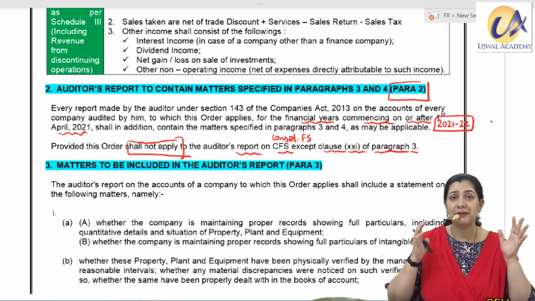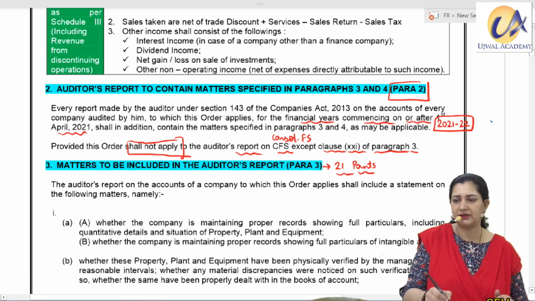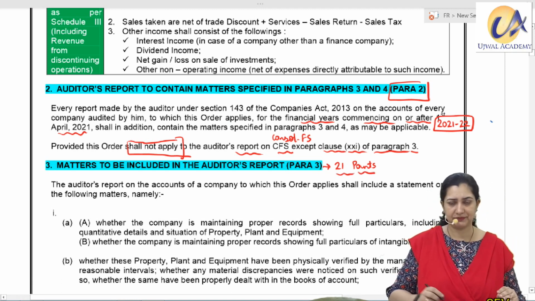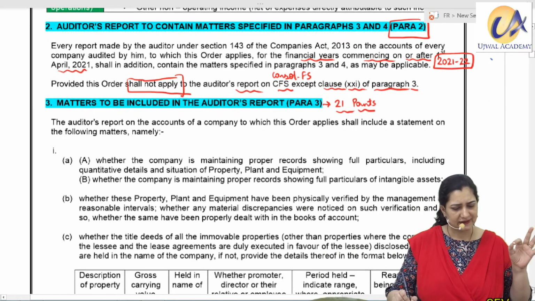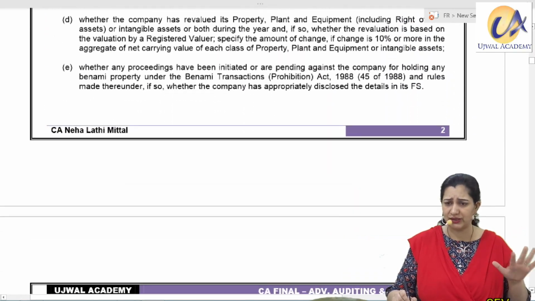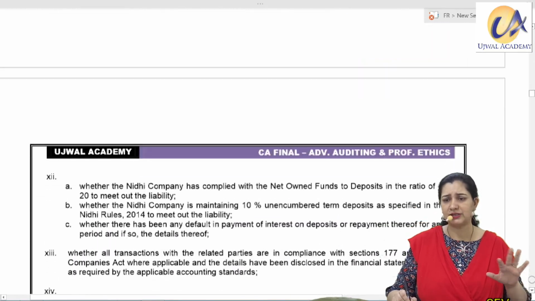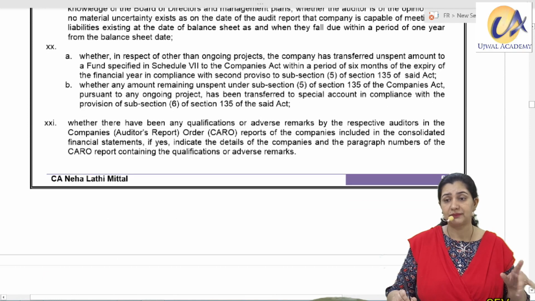Para 3 is the main body of CARO, which gives me my 21 points. So this is given under my paragraph 3. You can see exactly how the language of the order is. I've given you exactly the same language. So here we have all your 21 points and all of them are in para 3.